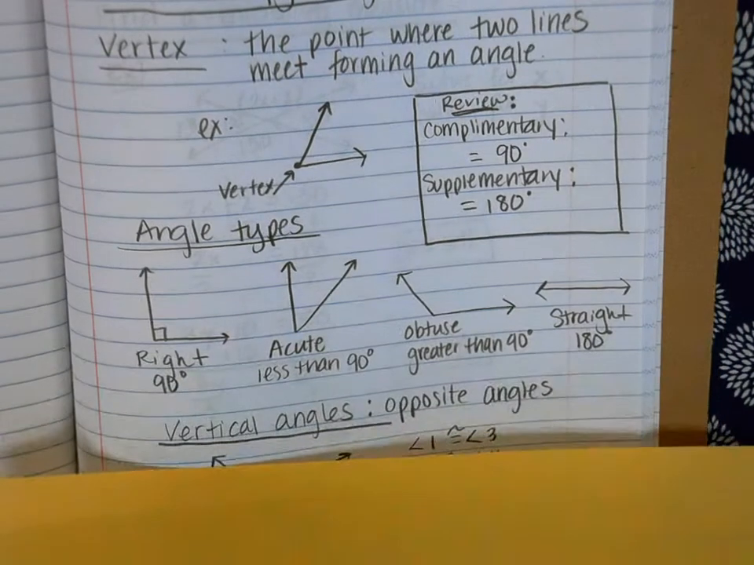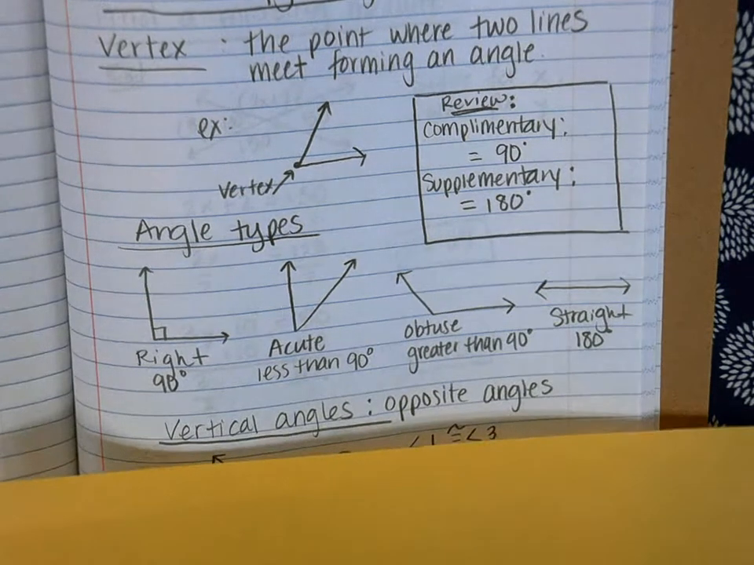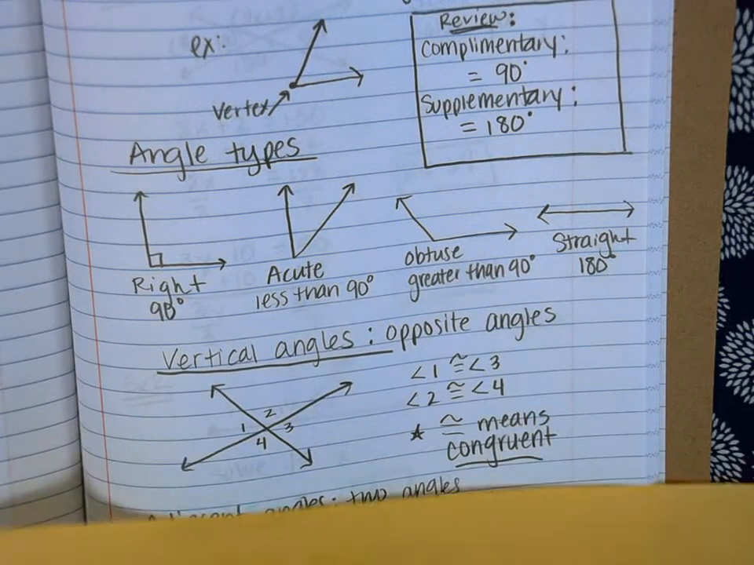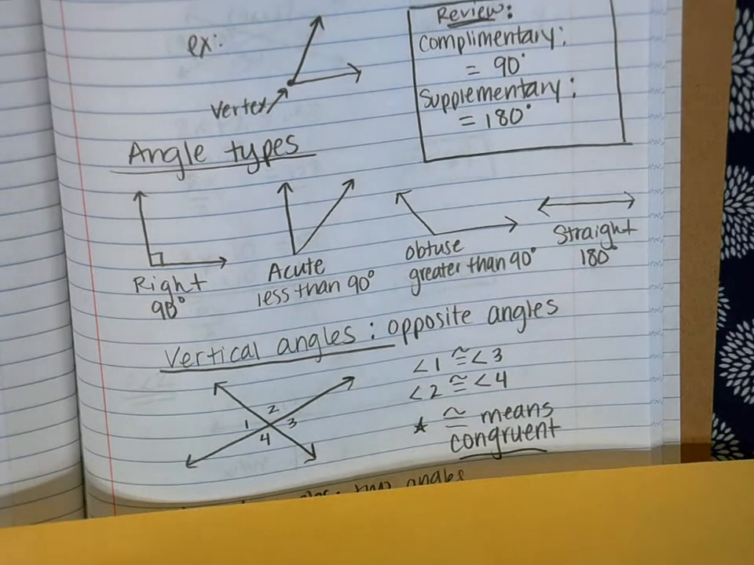Now we also have the special angles called vertical angles. You're going to use these a lot in 8th grade too. They're opposite angles and they look like that. It's just like an X marks the spot, right? Like a treasure map. They are the angles opposite each other. They're always congruent. This little symbol means congruent, so you can use that. You don't have to write the word congruent anymore.